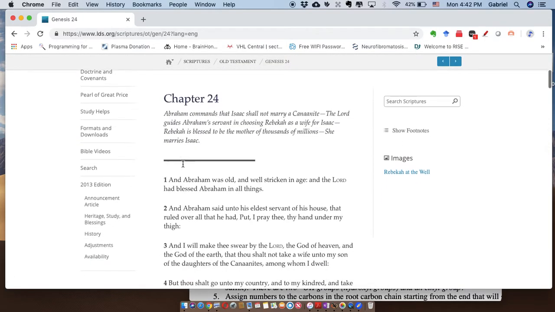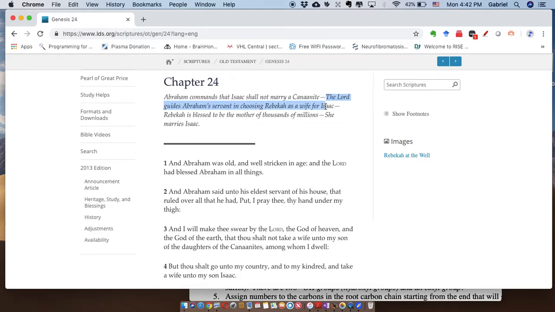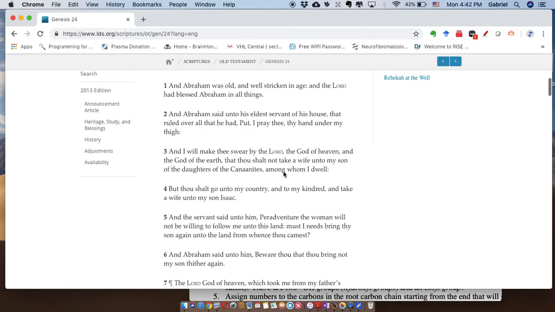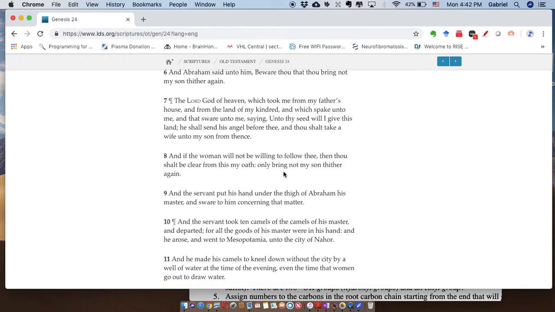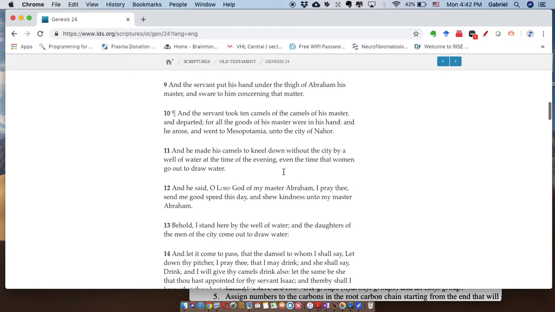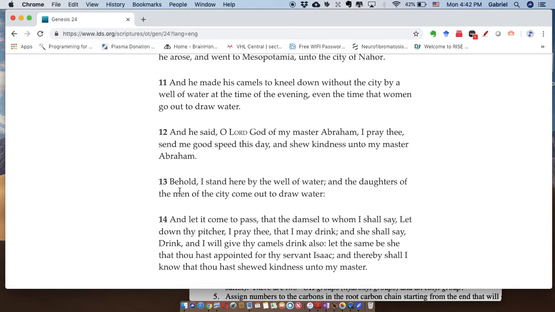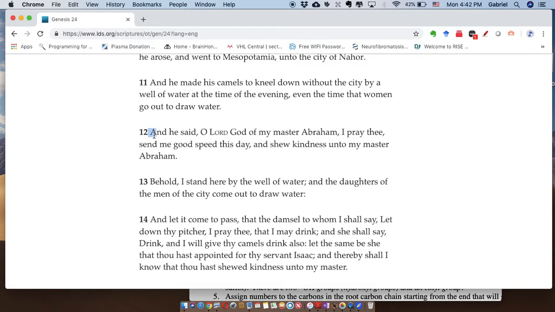See, Genesis 24. The Lord guides Abraham's servant in choosing Rebekah as a wife for Isaac. And let's go down to the story. And here's the servant of Isaac praying, and he said, O Lord God of my master Abraham, I pray thee, send me good speed this day, and shew kindness unto my master Abraham.